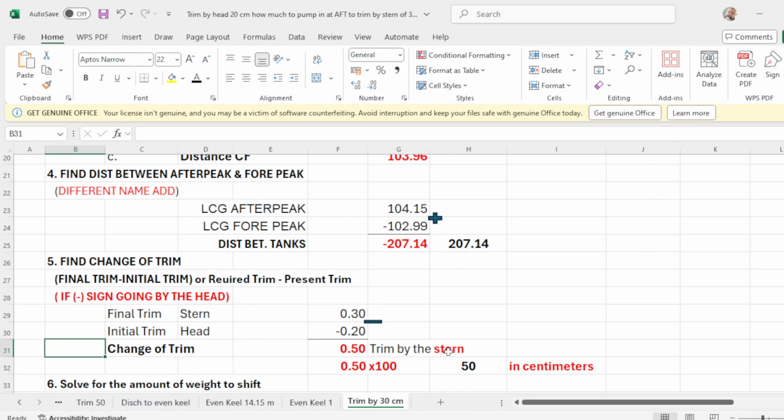Change of trim: you add these two, and that will be your change of trim, or trim by the stern. What is the change of trim? You convert this 0.50 meters into centimeters, that would be 50 centimeters. Just multiply it by 100, then you will have 50 centimeters.